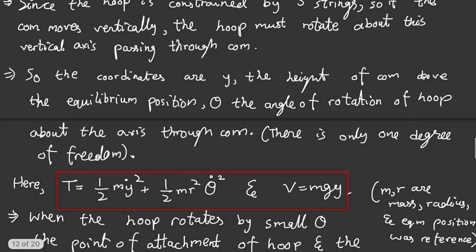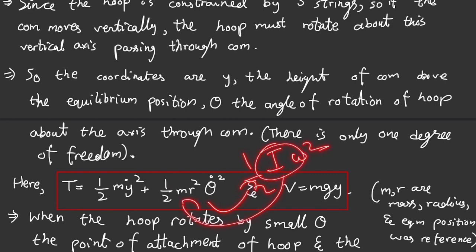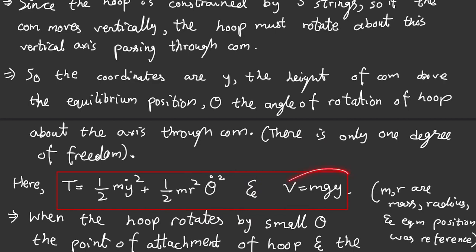So let's write the total kinetic energy. First, this is the translational kinetic energy, which is nothing but half m v square, and this is the rotational kinetic energy, which is half I omega square. I is m r square, omega is theta dot, and the potential is nothing but m g y. I am taking the reference to be the equilibrium position.